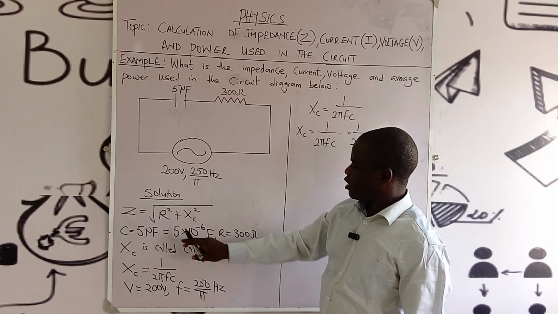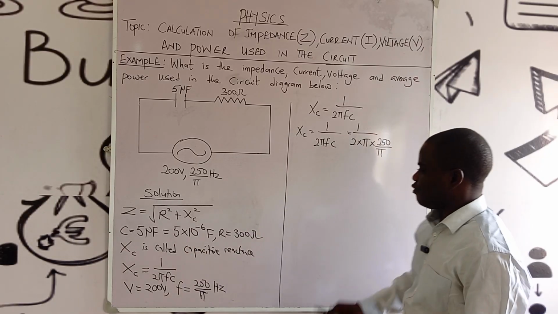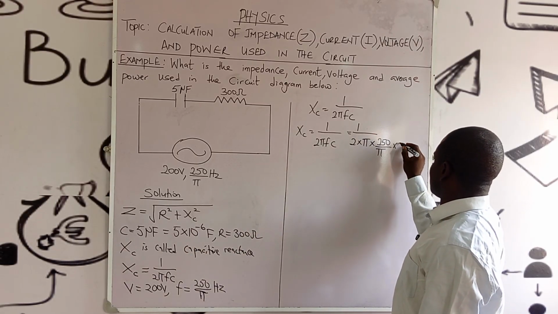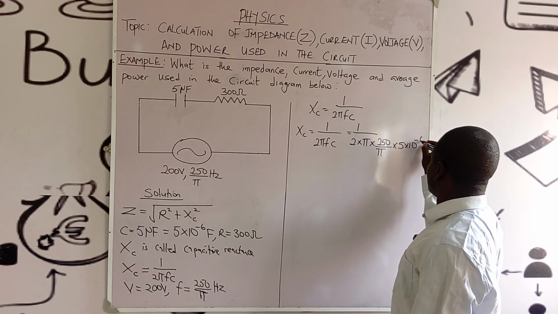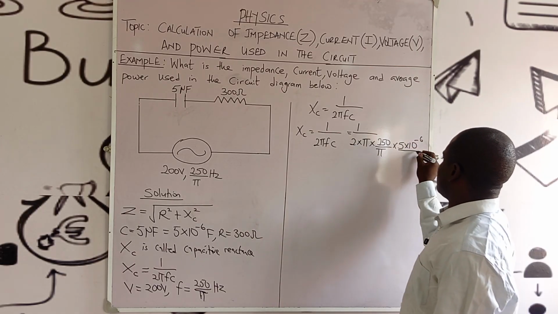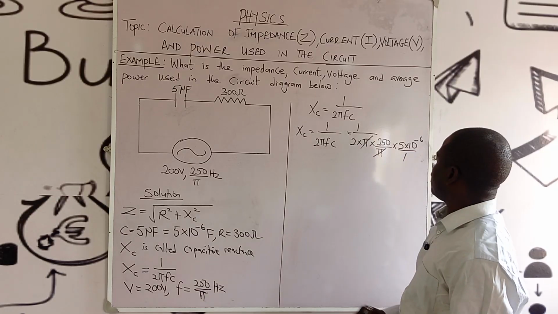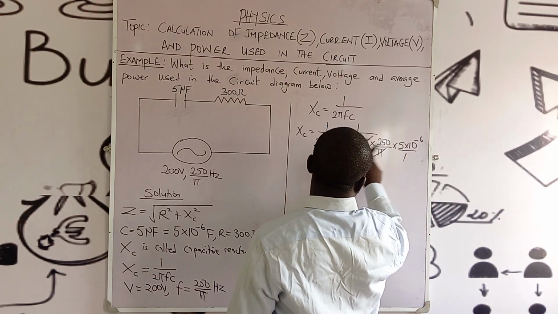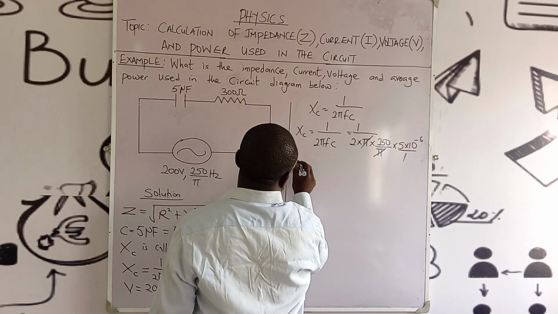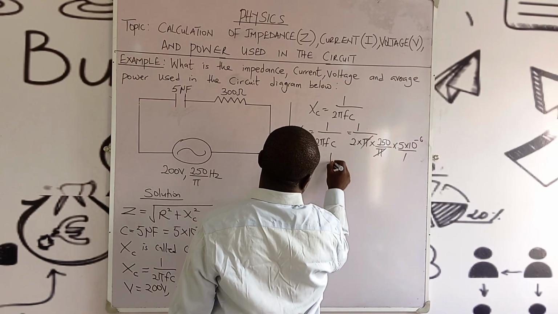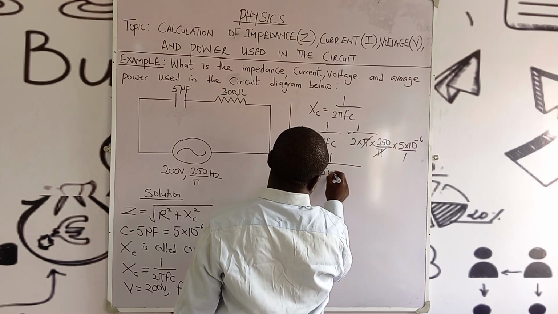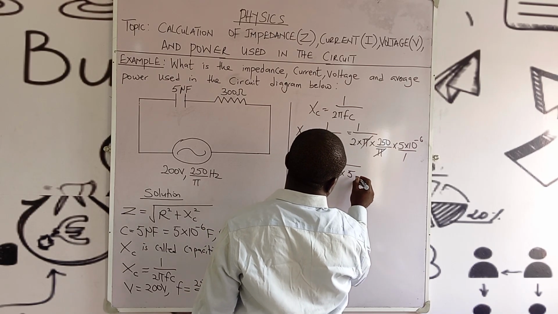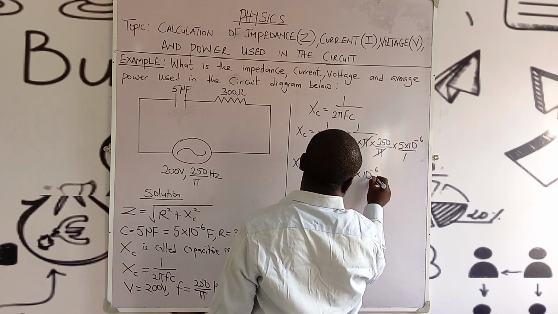5 microfarad, and you have expressed it as 5 times 10 to the power minus 6. That's over 1. Pi cancels pi. Okay, now since you have it like this, you know 2 times 250, you have your Xc to be 1 over 500 times 5 times 10 to the power minus 6.